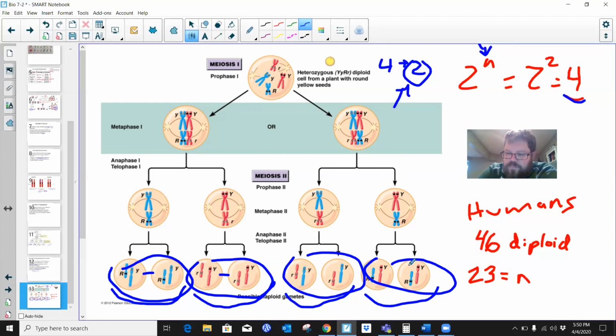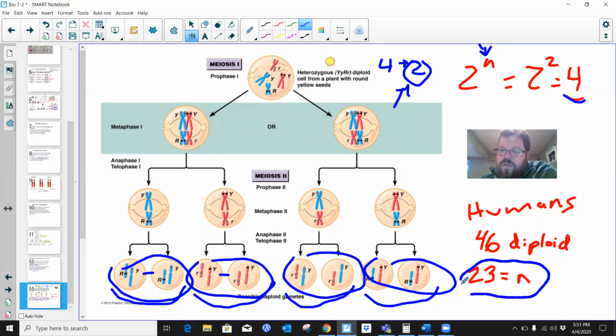Humans, as diploid organisms, we have 46 chromosomes. When sex cells are produced in humans as haploid cells, that means we have 23 of those chromosomes, one from each of the 23 pairs, one inherited from mom, one inherited from dad. That means the haploid value for us, the N value, is 23.